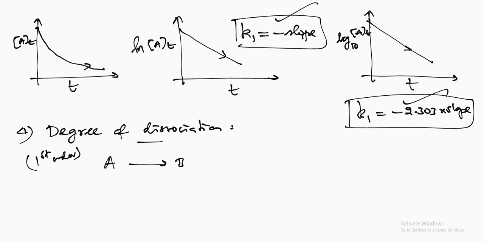Listen, student. The initial concentration of the reactant is A naught. After time t, the concentration becomes A. This is the concentration of A at time t. Now, from A naught to A t, some amount has reacted at time t. What is degree of dissociation? It is nothing but, listen: suppose I take 1 mole initially, from 1 mole of the reactant.